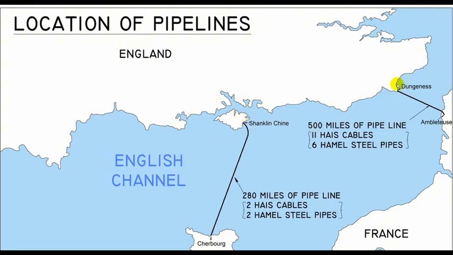So they invented this project later. This project was pumping from there to there. It laid 11 Hais cables and 6 Hamel steel pipes. Notice this is called cables because it was made from lead, and this is called steel pipes because it was made from milled or mild steel. Okay.